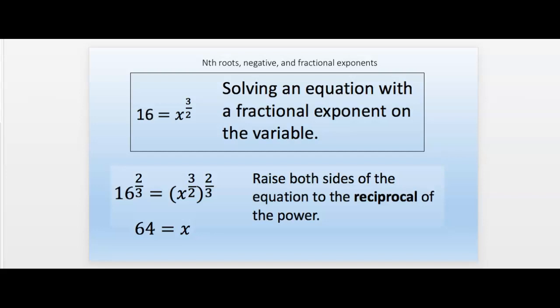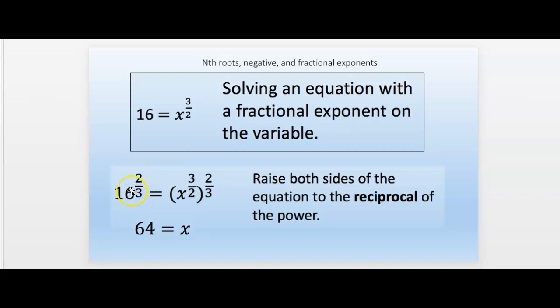Now, if we want to solve an equation with a fractional exponent, something like this. All right, 16 equals x to the 3/2 power. Okay, guys, you raise both sides of the equation to the reciprocal of the power, because 3 over 2 times 2 over 3 just equals 1. That's how you get this to equal just x. But because we raised this side to the 2/3 power, we have to raise this side to the 2/3 power.